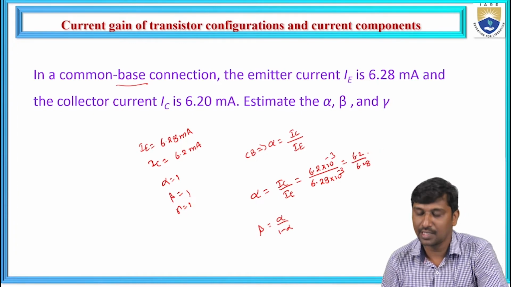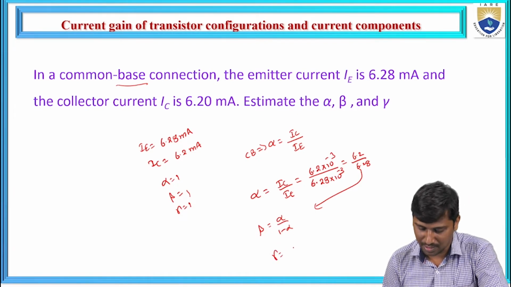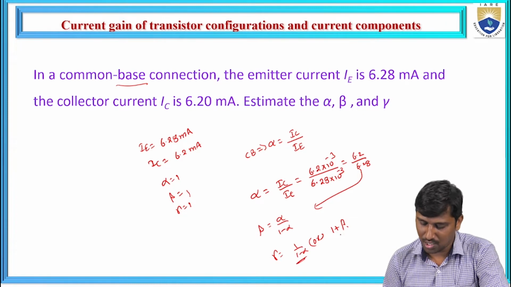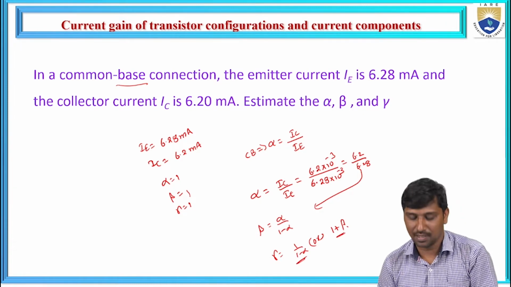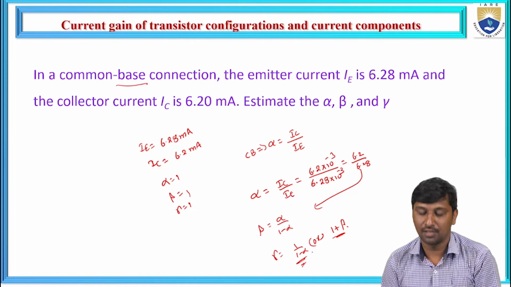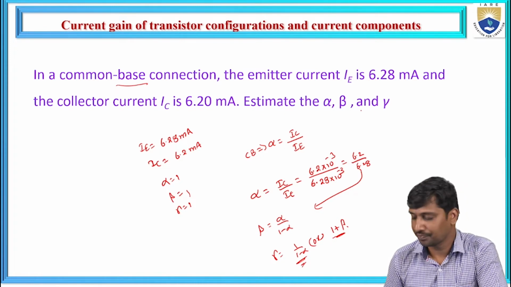That is nearly equal to some 0.9 something. So you can substitute here. Then you can observe the beta value. After that, you can observe this gamma. Gamma is represented either as 1 by 1 minus alpha, or you can choose 1 plus beta. So either you can use this formula or this formula to get this one. Already we identified alpha and beta. You can substitute the beta value here or the alpha value here to identify the gamma for this case.